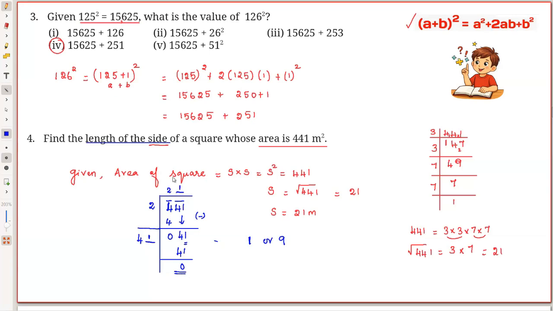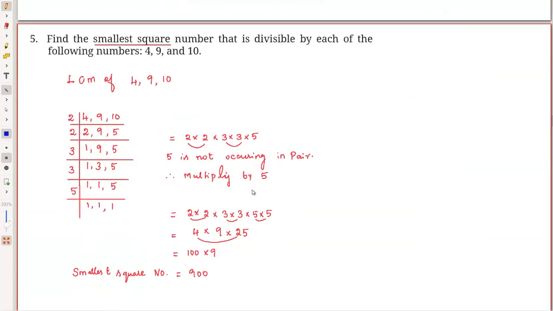Okay, now what is the answer? 21. Okay, so 21 is the answer. The square root of 441 is 21. Okay, we will do some more questions with the long divisions. We will come to a clear idea.